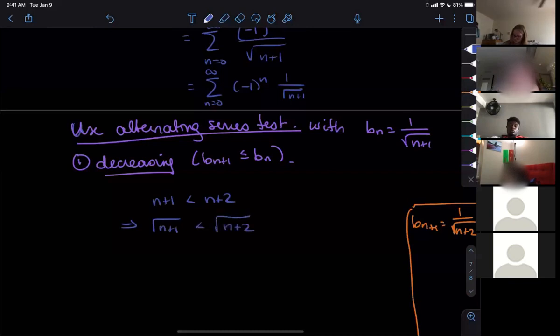There's a word that I'm looking for. Just because n plus 1 is smaller than n plus 2, why is it true that the square root of n plus 1 is less than or equal to the square root of n plus 2?